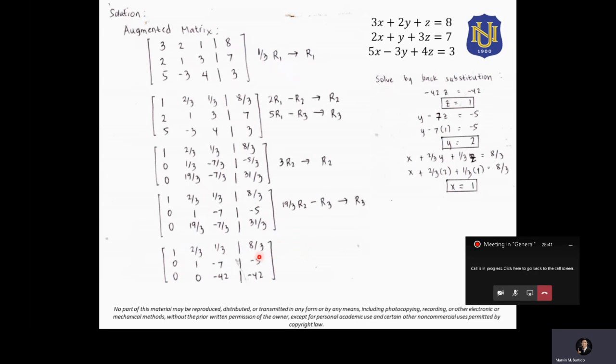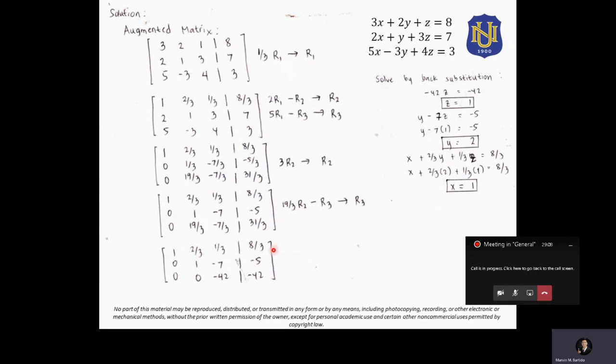Now, for the second row, that will be y, 1y, wherein yung coefficient dito ay 1. So that will be 1y or y minus 7z is equal to the constant, which is negative 5. So we already have the value of z, which is 1. So we can solve for y, and yung y natin will be 2.